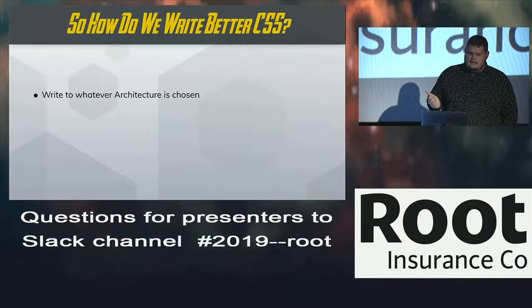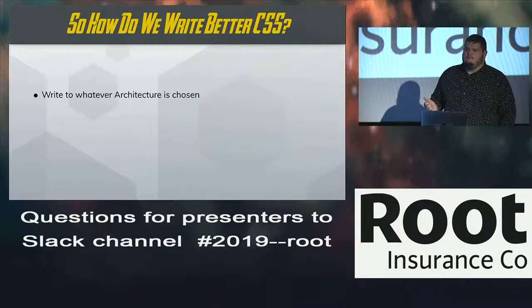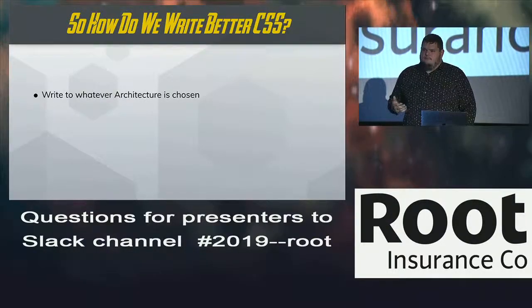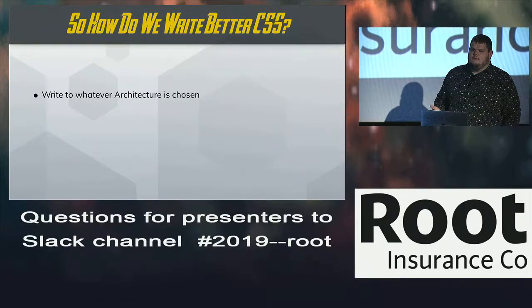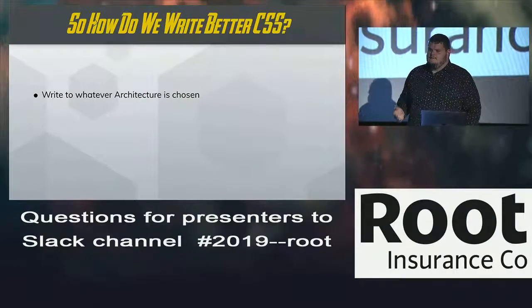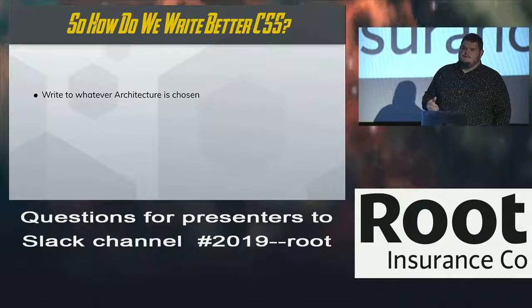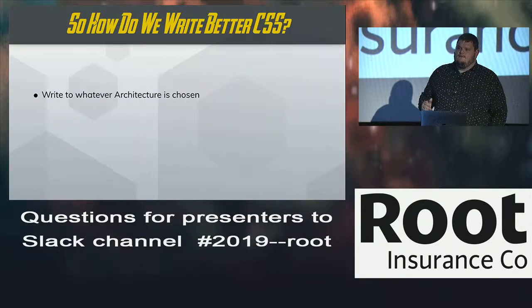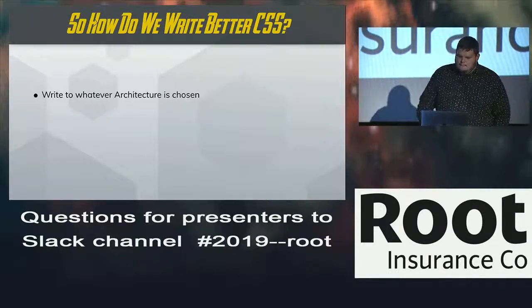First of all, write to whatever architecture is chosen, even if you don't like it. This is a team sport. There are going to be times where you have to write code in a way that you don't like, but for the sake of consistency, for the sake of being able to edit it later, for the sake of you 6 months in the future, for the sake of the developer working on it 2 years in the future, try to keep the code consistent.